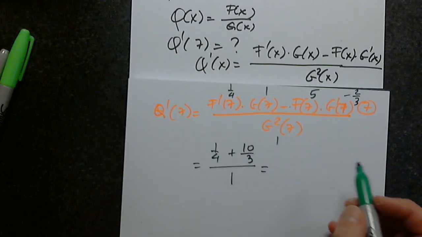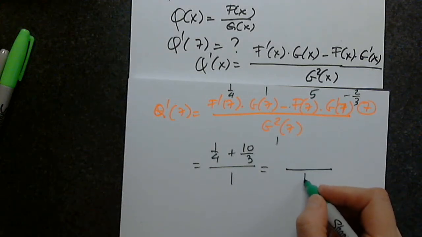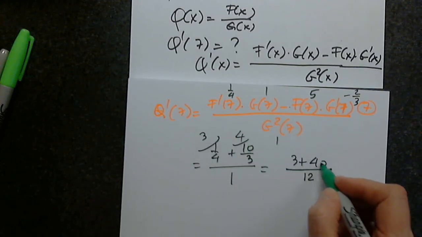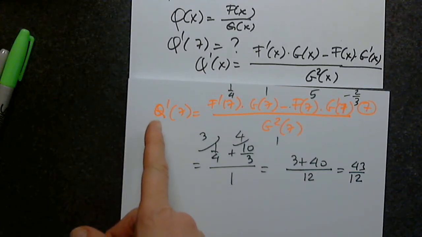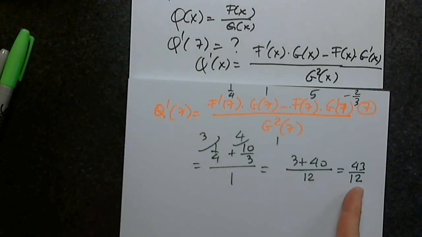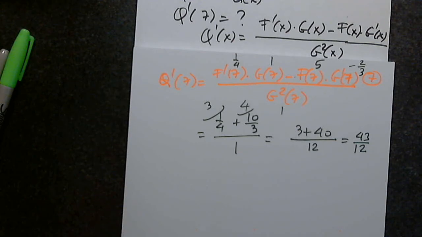And divided by 1. The least common denominator is 12. So this one needs a 3 and this one needs a 4. So 3 plus 40 is 43 divided by 12. And 43 is a prime number. So the instantaneous rate of change of function q when x is 7 is 43/12. Any questions? Is this okay? Ready to move on?